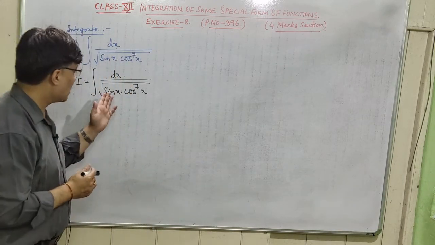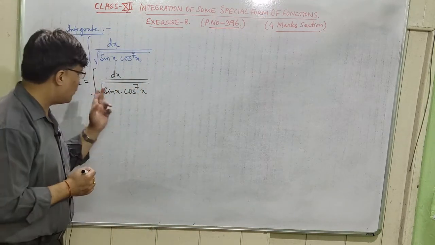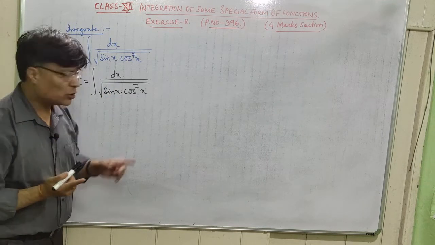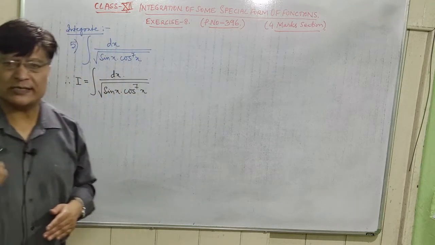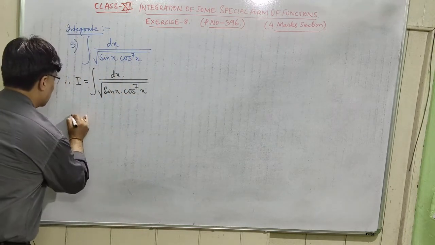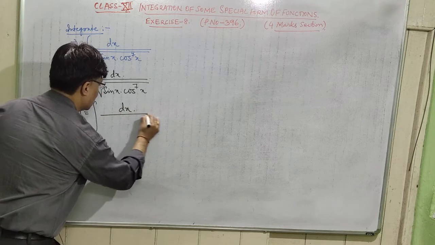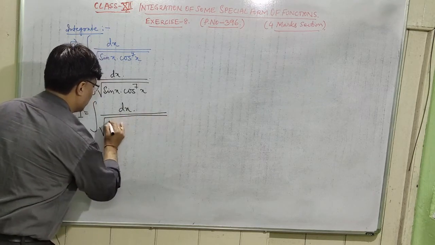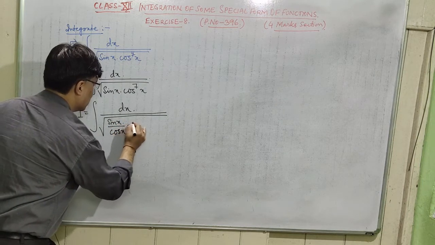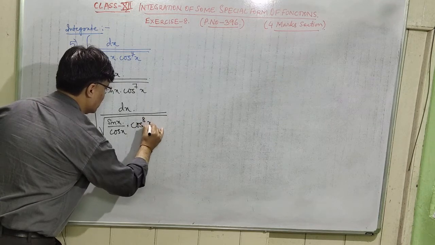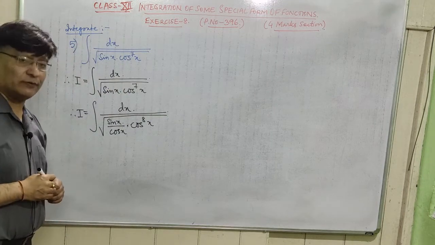Now let us convert sin x and cos to the power 7x in terms of tan x. If you want to convert sin x into tan x, you have to divide sin x by cos x, so that sin x by cos x is equal to tan x. Therefore I is equal to the integral of dx divided by the square root of sin x divided by cos x into cos to the power 8x. Is that clear now?